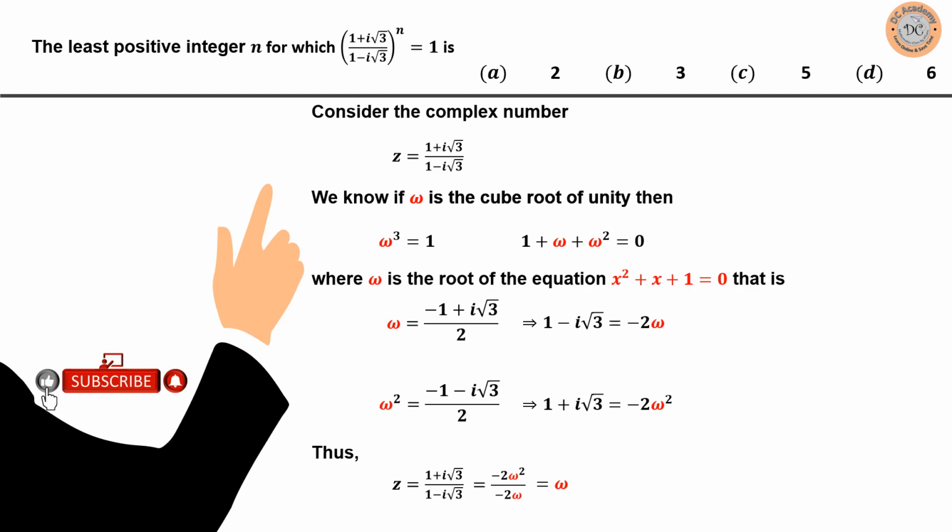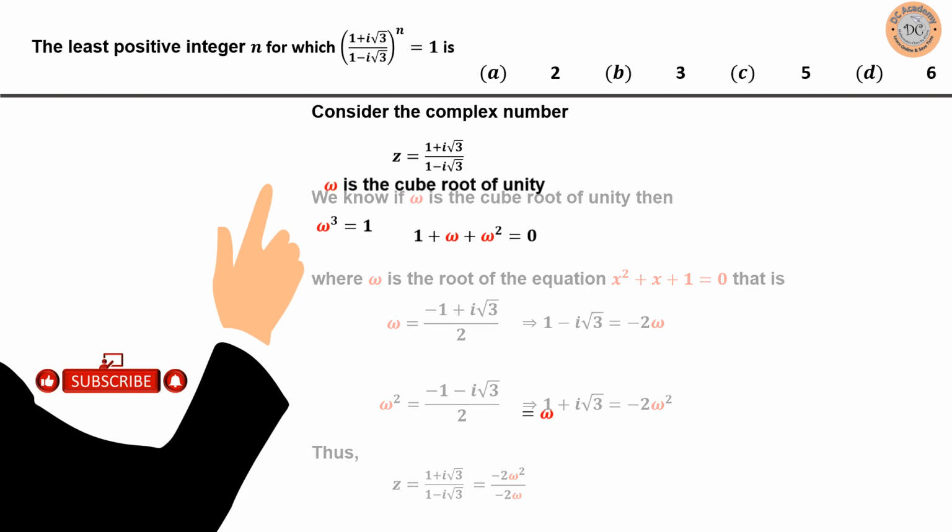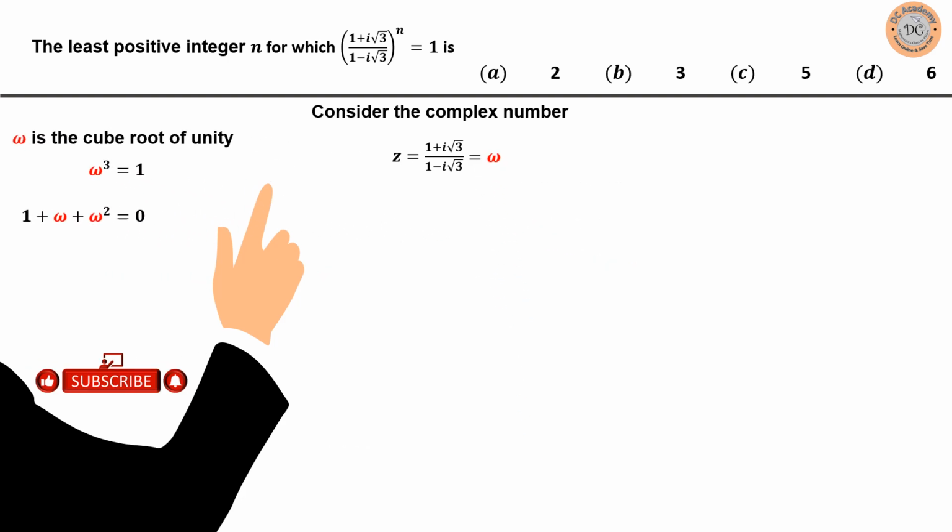Now, we need to find the value of n so that omega to the power n is equal to 1. It is obvious that z to the power n equals 1. Hence, omega to the power n equals 1. We know that omega cubed is 1, omega to the power 6 is 1, and so on. So the least positive integer n so that omega to the power n equals 1 must be 3. And hence, option B is the correct option.